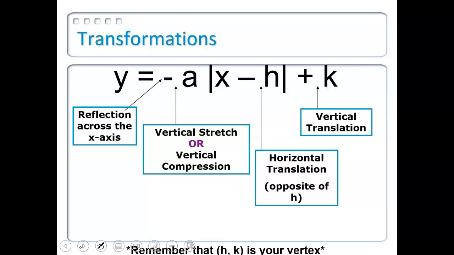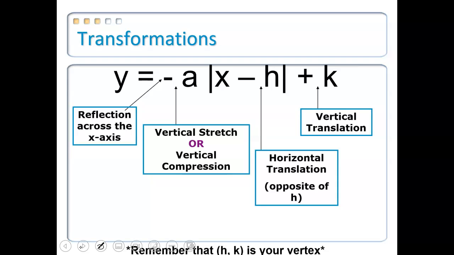The k value is your vertical translation. That is your movement up or down. And then I have a little side note down there that's hard to see. It says, remember that h comma k is your vertex.